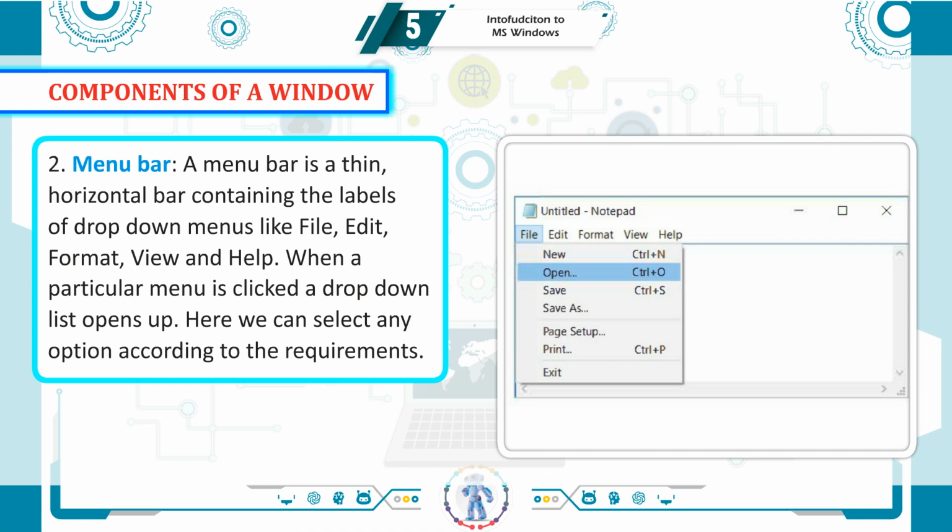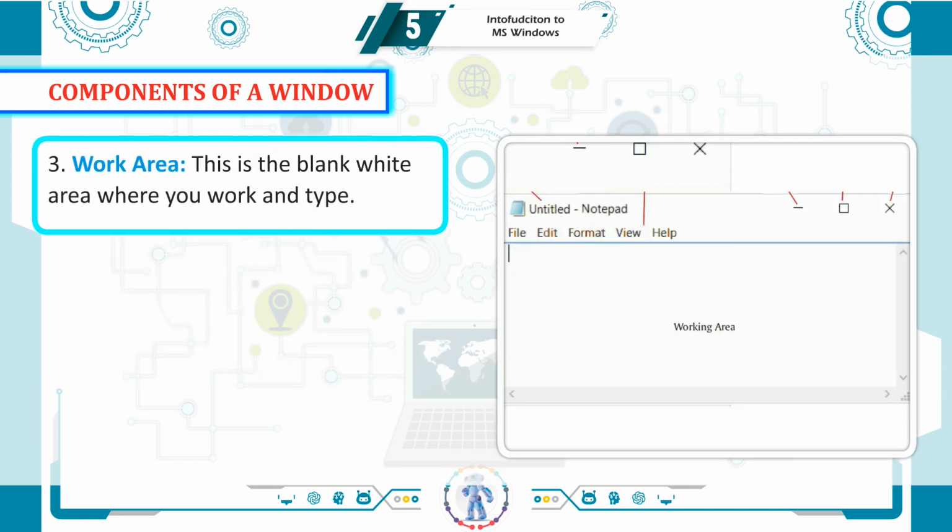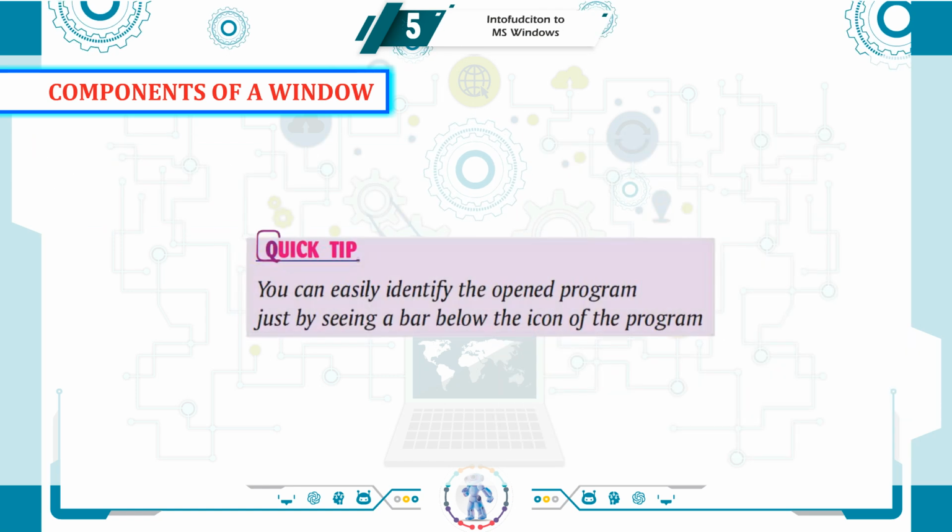A menu bar is a thin horizontal bar containing the labels of drop-down menus like File, Edit, Format, View, and Help. When a particular menu is clicked, a drop-down list opens up. Here we can select any option according to the requirements. 3. Work area. This is the blank white area where you work and type. Quick tip. You can easily identify the opened program just by seeing a bar below the icon of the program.